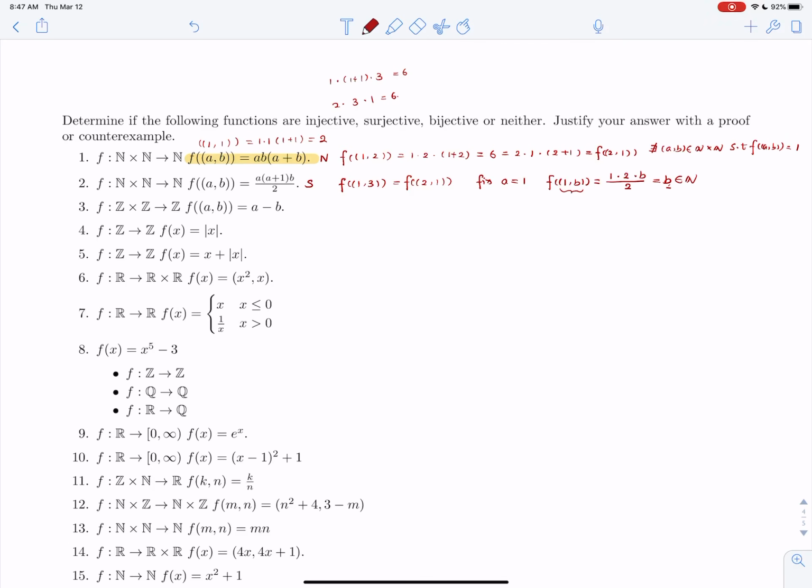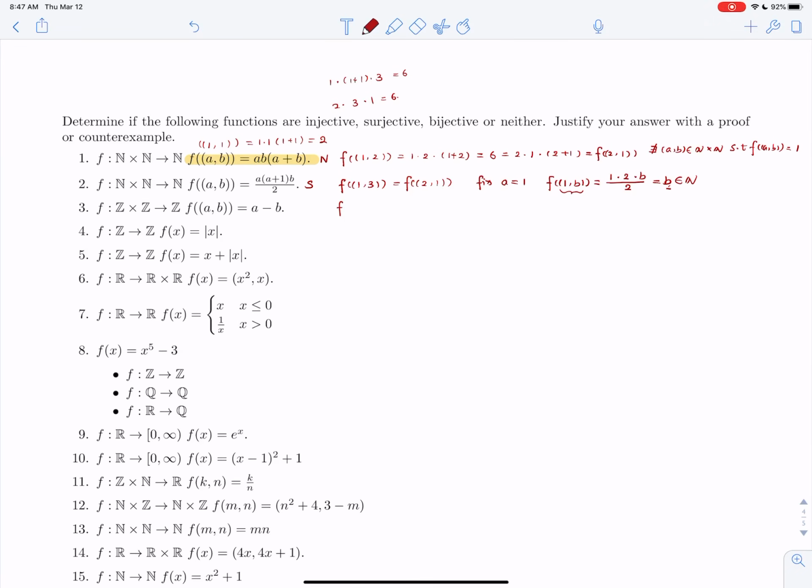So for number 3, it's easy to see that it's not injective. For example, f of (2, 1) equals f of (3, 2). So it's not injective. For surjectivity, again, we can fix b to be 0, then you will have f of (a, 0) equals a. Since a is any integer, for any integer, you always have something in integer times integer that maps to it, so it's surjective.